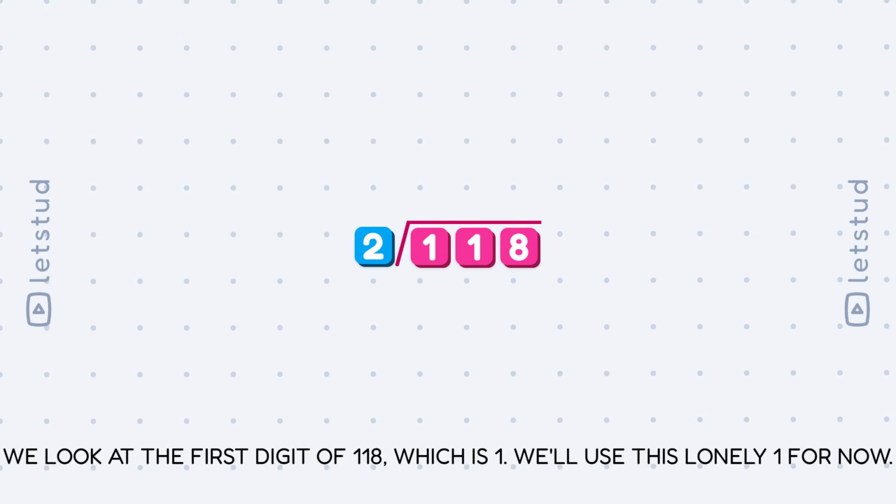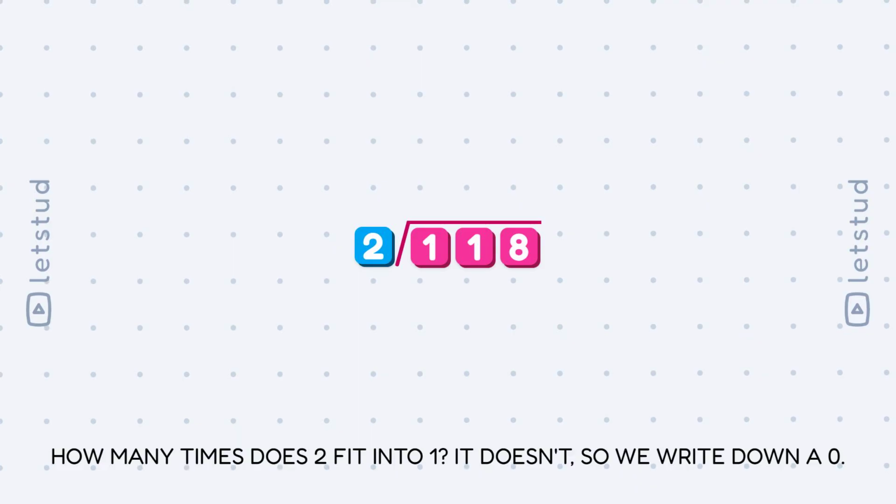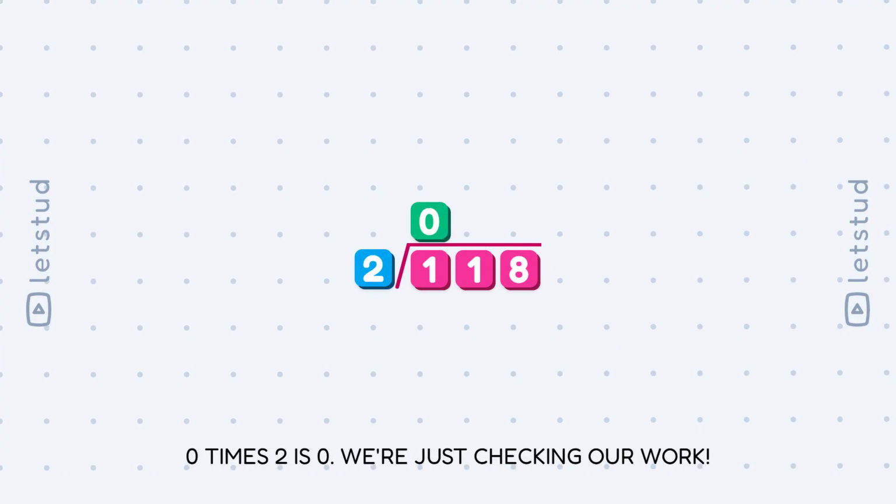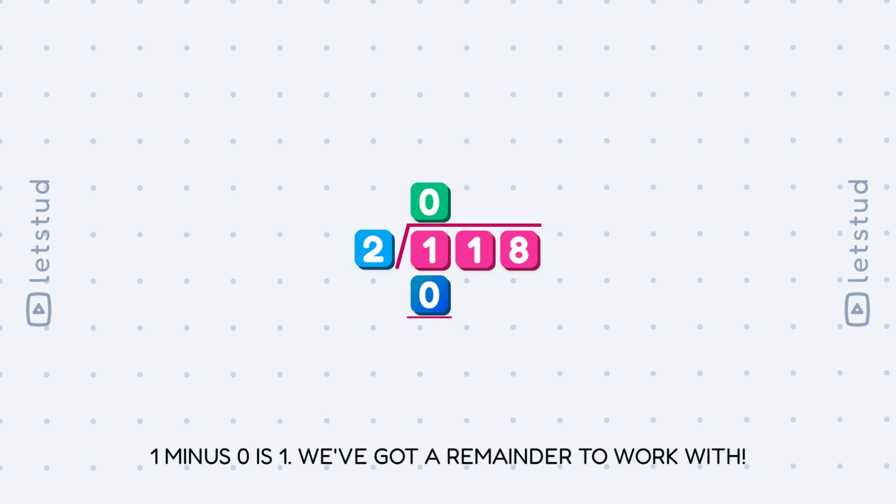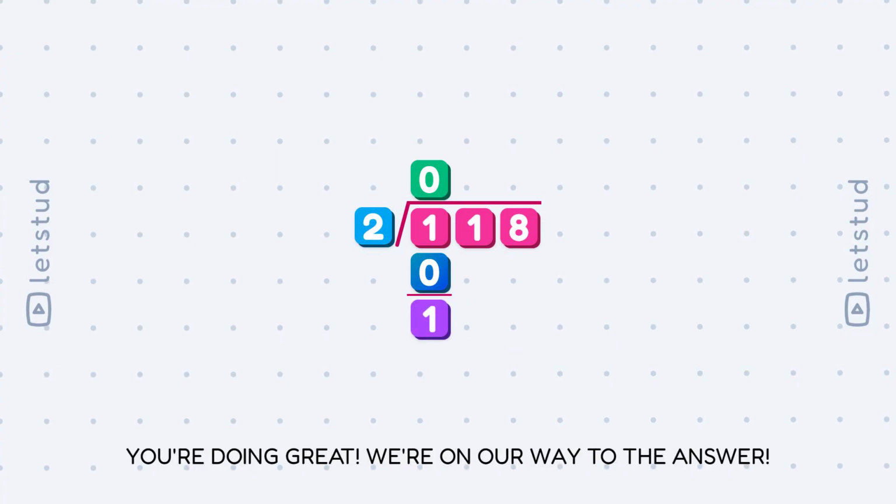Alright, let's start dividing 118 by 2. We look at the first digit of 118, which is 1. We'll use this lonely one for now. How many times does 2 fit into 1? It doesn't, so we write down a 0. 0 times 2 is 0, we're just checking our work. 1 minus 0 is 1, we've got a remainder to work with. You're doing great, we're on our way to the answer.